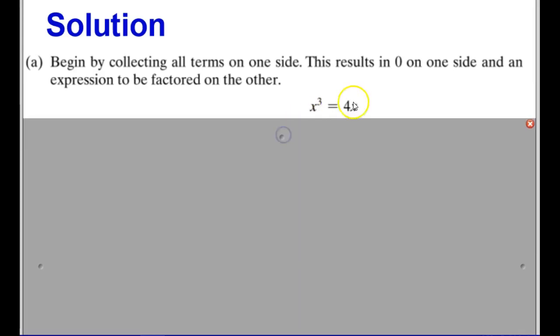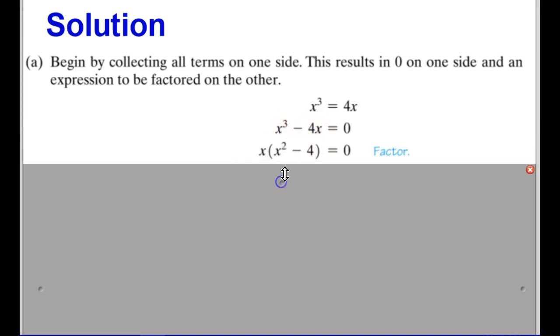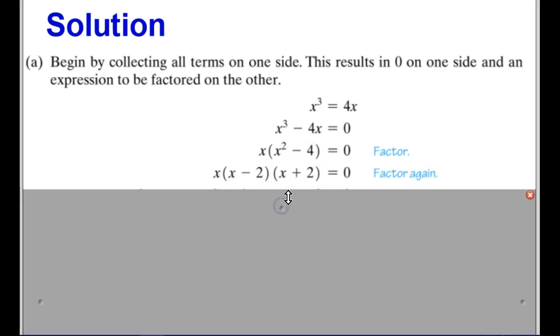So this one I notice, once I get everything to one side, I see that I have an x in each term, so I'm going to go ahead and factor that out. So I pull my x out, I'm left with x squared minus 4. Well, now I see that this is the difference of two squares, so I can go ahead and factor that again. So I end up with x times (x minus 2) times (x plus 2) equals 0.